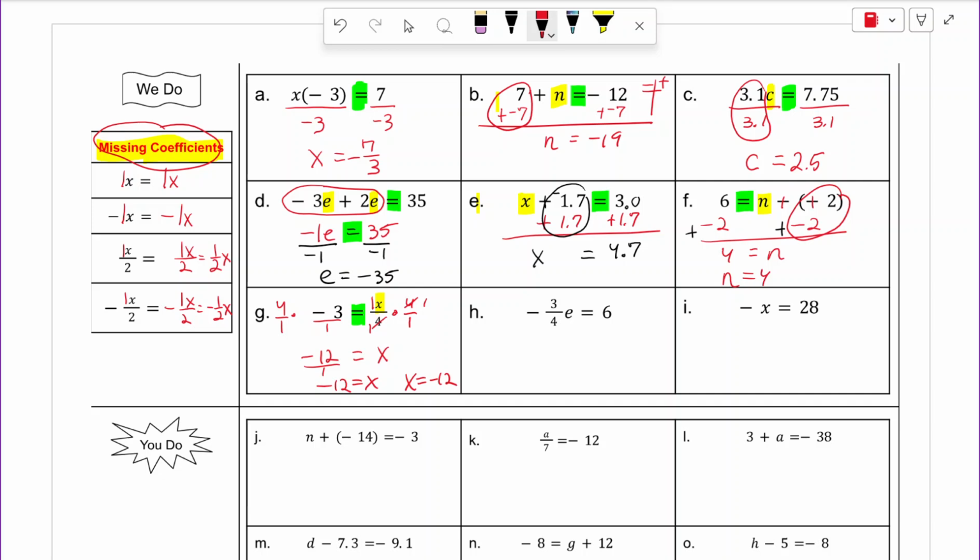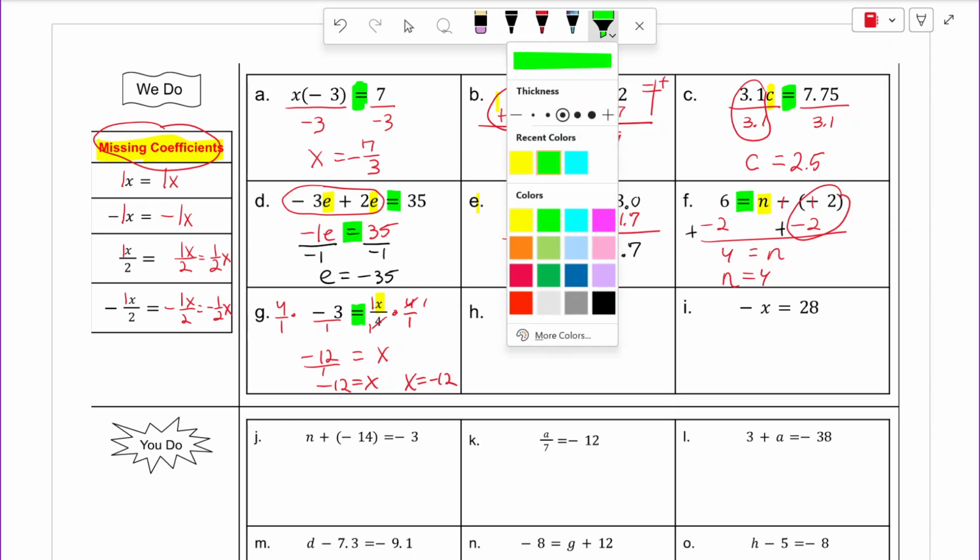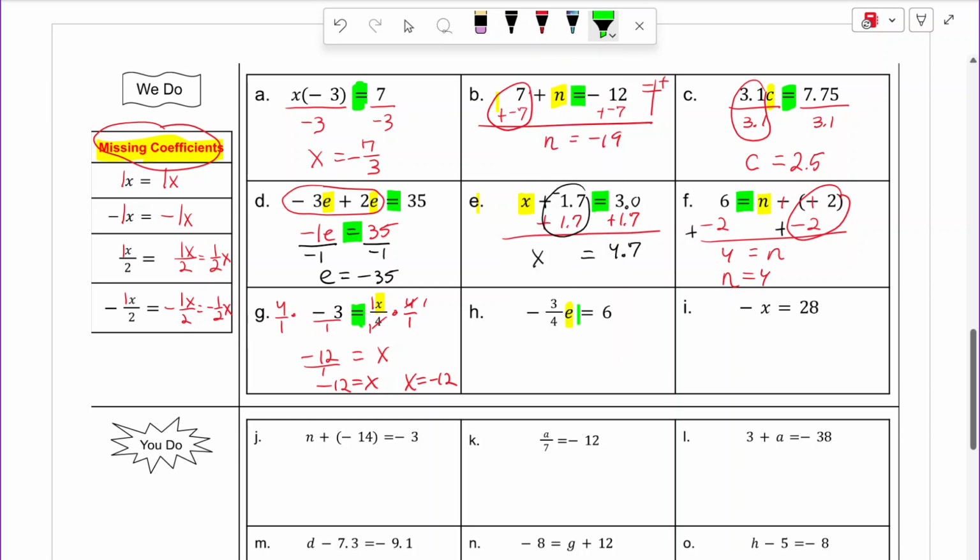Okay, this next one, we have our variable, e. There's nothing in between, so we know it's multiplication. And we also know where our equal sign is. So we need to get rid of this -3/4. Now there's two ways to do this. You can divide by -3/4 on both sides, or you can multiply by its reciprocal. So that's what I'm going to do. I'm going to multiply by 4 over 3. Why did I choose 4 over 3?